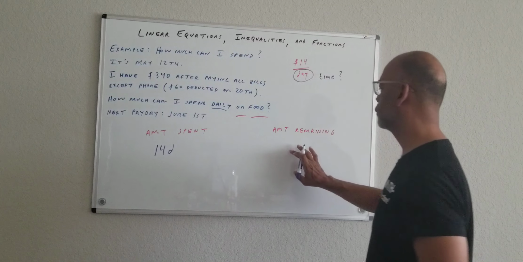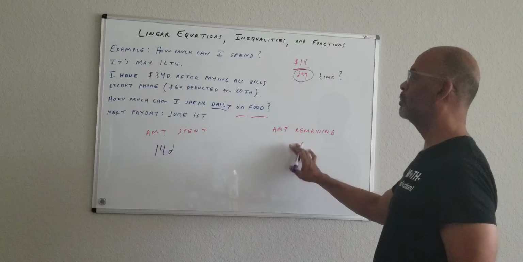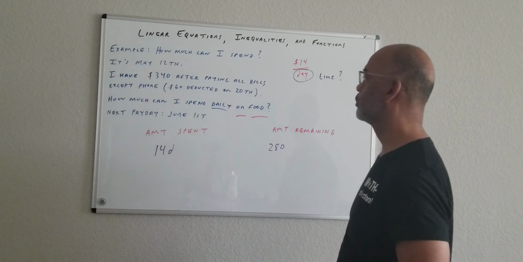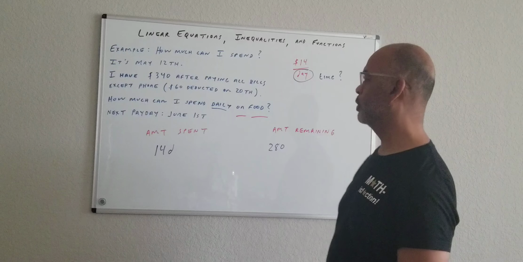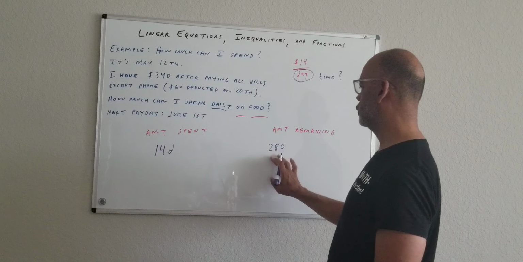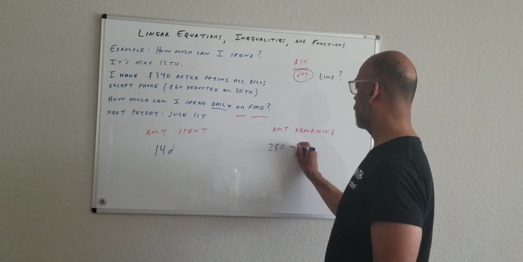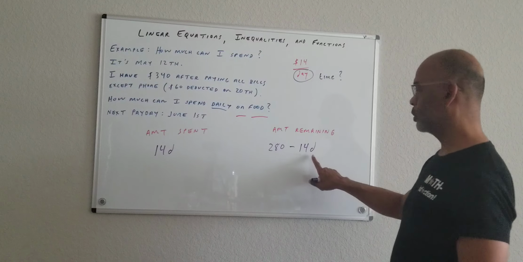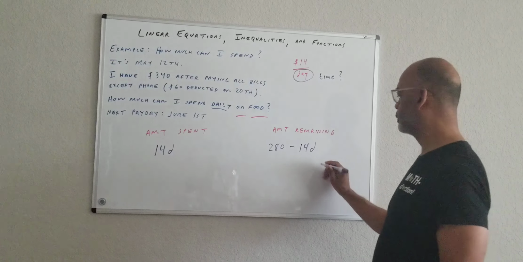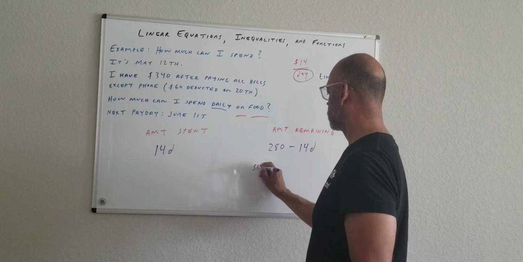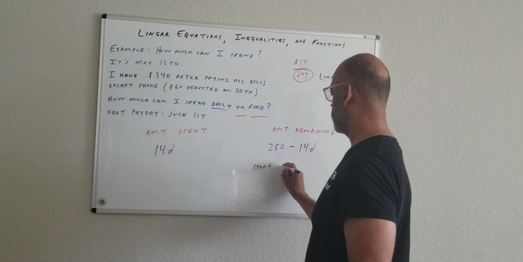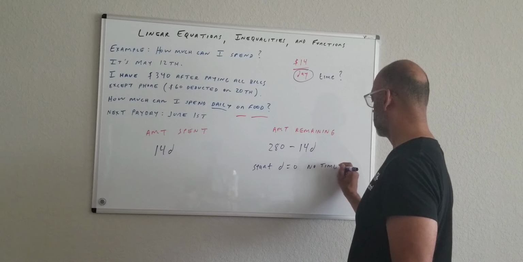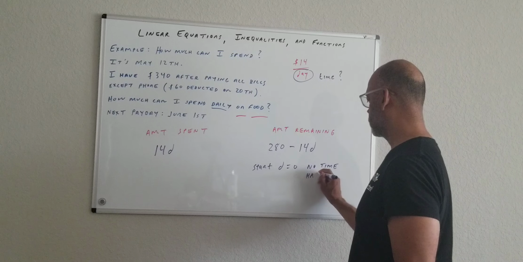Now, if we want to look at how much we have remaining, how much did I start with? Started with $280, and that's allowing for the phone bill to be paid. So it's $280 we start with, and then we're going to subtract the $14 per day. So if no time has gone by, we start when the day equals 0. No time has gone.